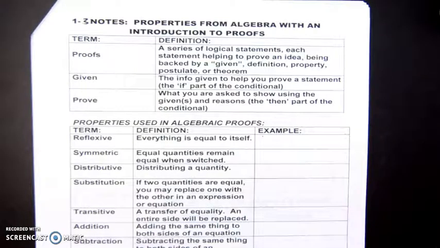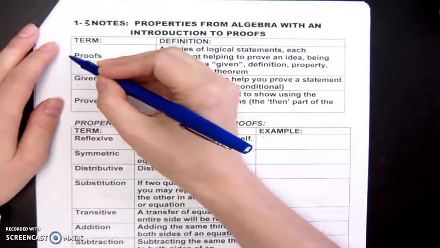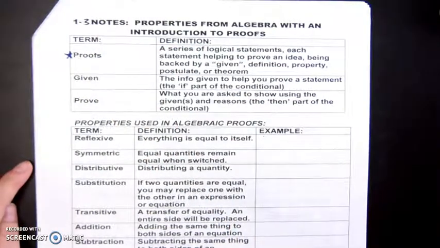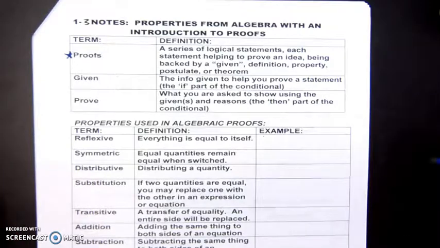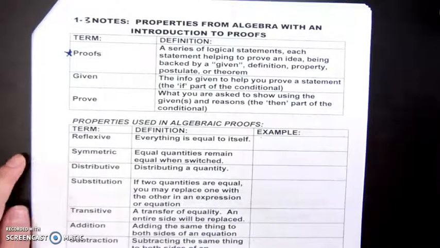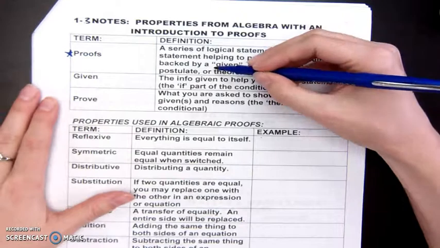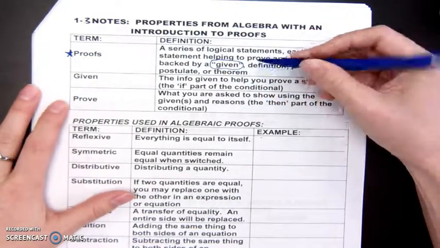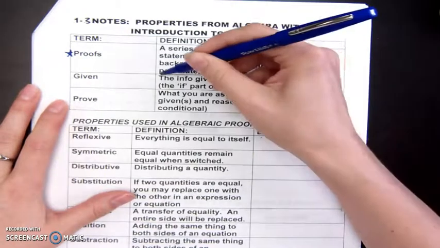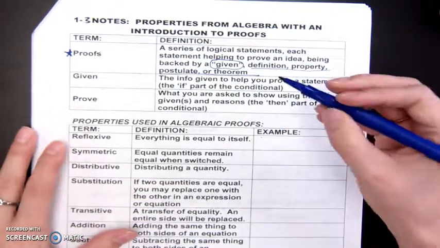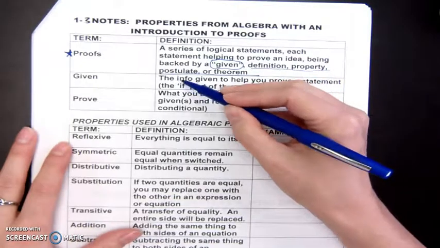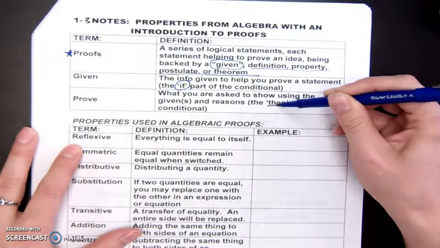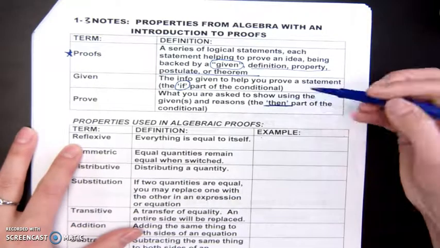Okay, so today we're going over proofs. Proofs are a pretty big part of geometry in that we're explaining how and why, like last class where we had to write out the steps to solving each equation. The way formal proofs are written is they always have a given and then a definition, property, postulate, or theorem. Given is the if part of a conditional statement. Prove is the then part, or what you're asked to show.